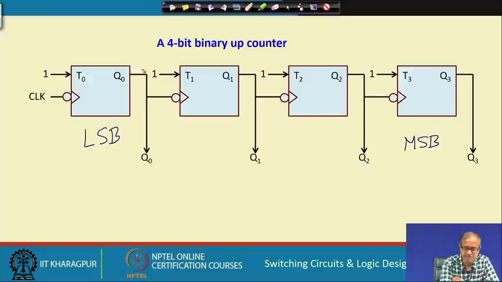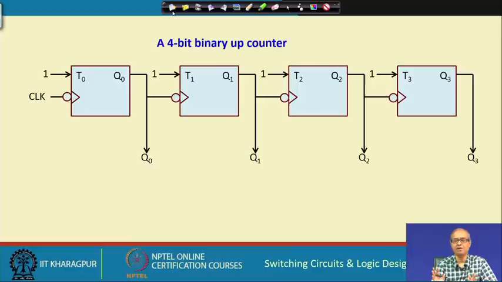The output of the first flip flop is connected to the clock of the second flip flop. Output Q1 is connected to the clock here, and output Q2 is connected to the clock here. So that whenever there is a 1 to 0 transition here, this flip flop will change state. Whenever there is a 1 to 0 transition here, this flip flop will change state, and so on, right. This will continue to happen.